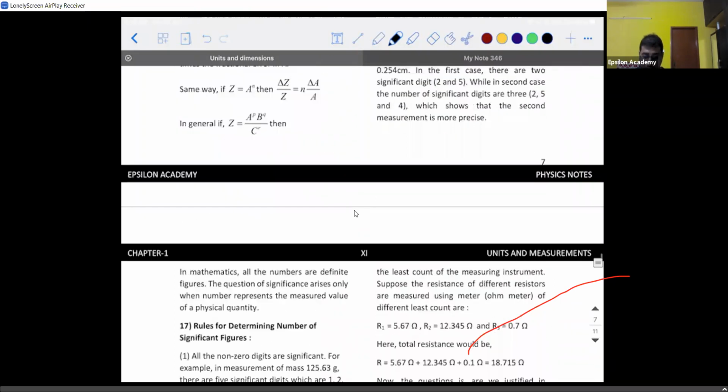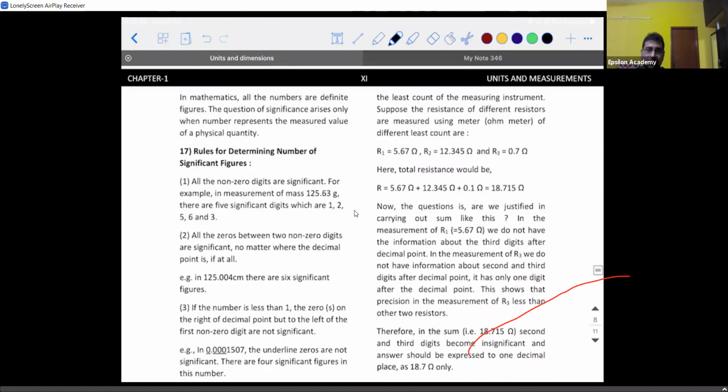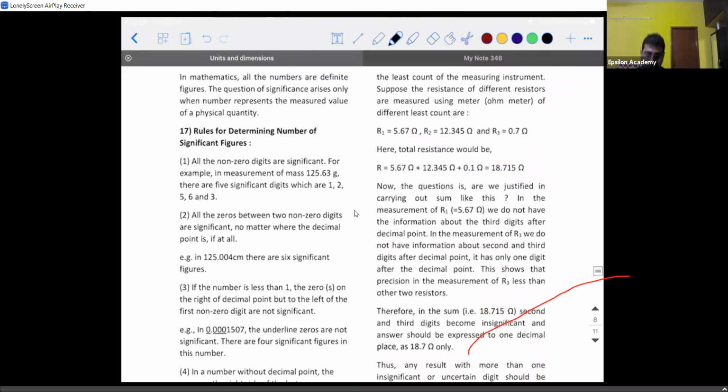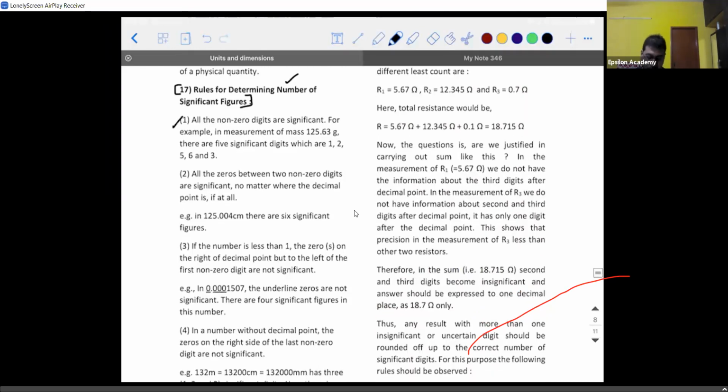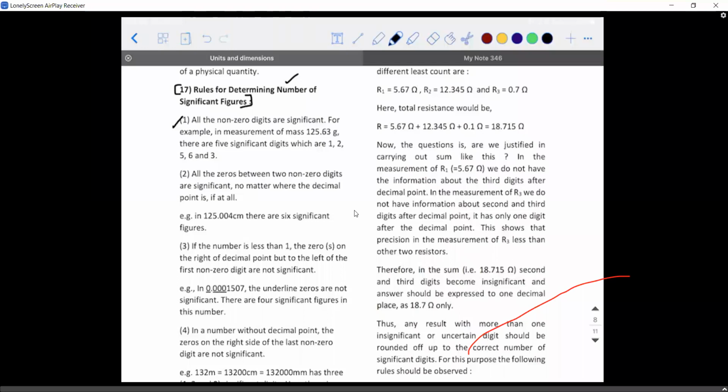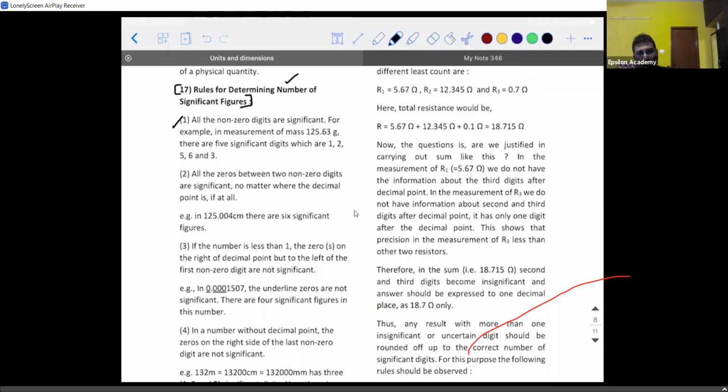So there are certain rules to determine the significant figures. What are the rules for determining the number of significant figures? First, all the non-zero digits in a measurement are significant. For example, if you measure a mass and it comes out to be 125.63 grams, then how many significant digits do you have? You have 5, because there are no zeros at all. If there are no zeros, you're on a safe zone.